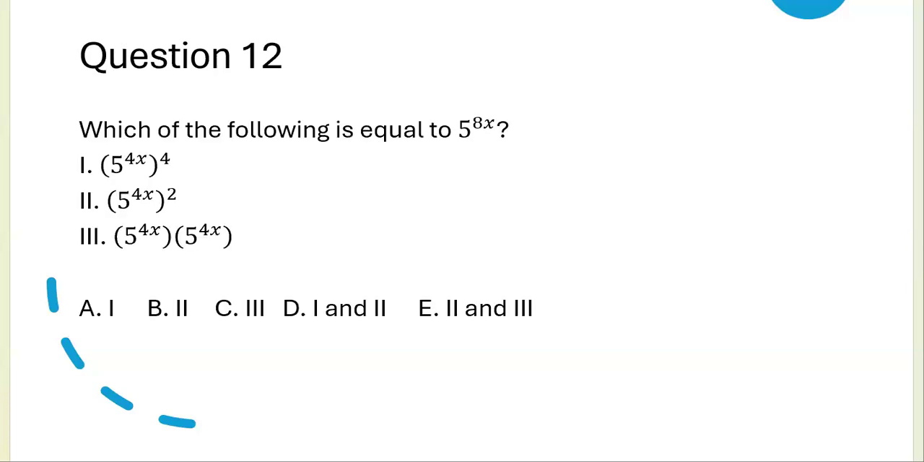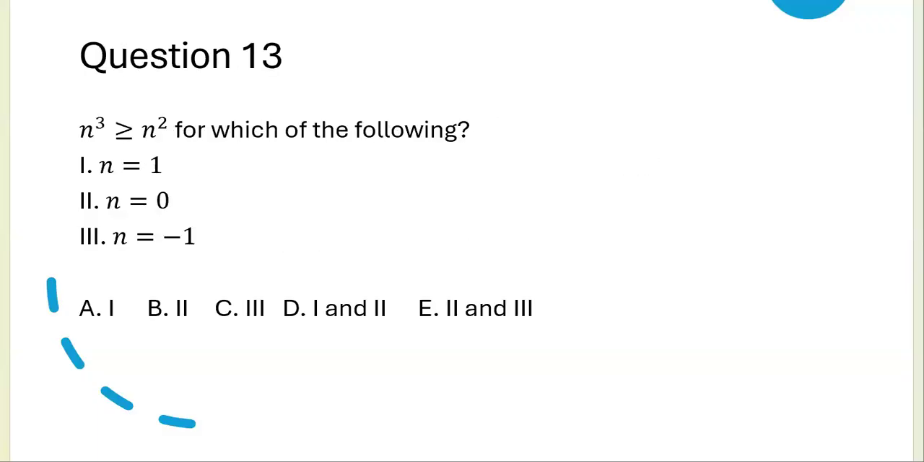Which of the following is equal to 5 to the 8x? Okay, let's go choice by choice. How do we simplify this guy? It would be 5 to the 4x times 4, which is 16x. That's not true. How about this one? It'll be 5 to the 4x times 2, which is 8x. Good. How about this one? Well, this one, you use the property where you add the exponents, because this is 5 to the 4x times 5 to the 4x, or you could rewrite it even as 5 to the 4x squared, like number 2, which, since we said 2 is true, 3 is true as well.